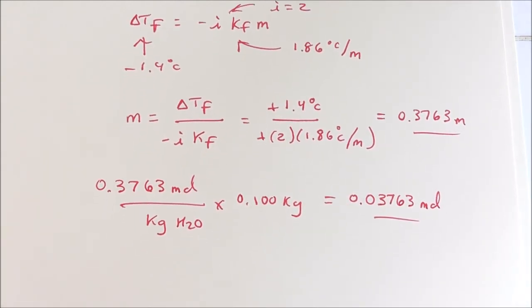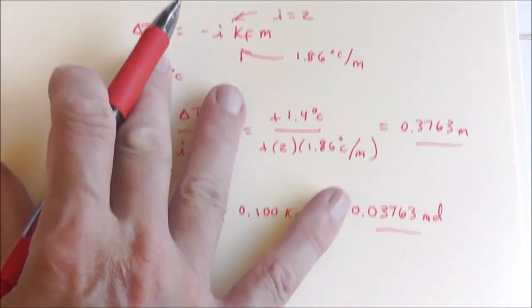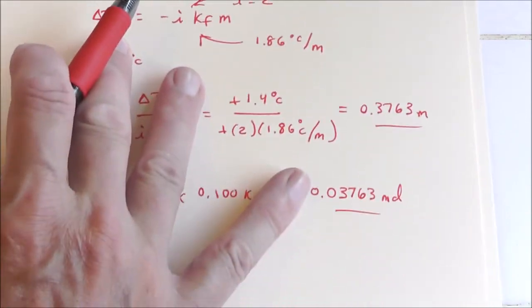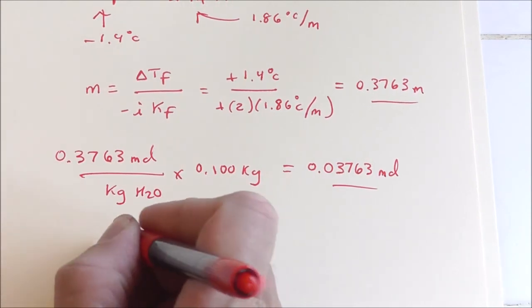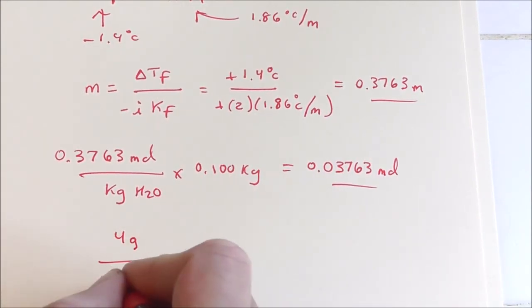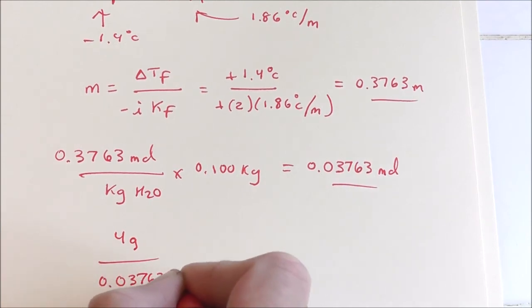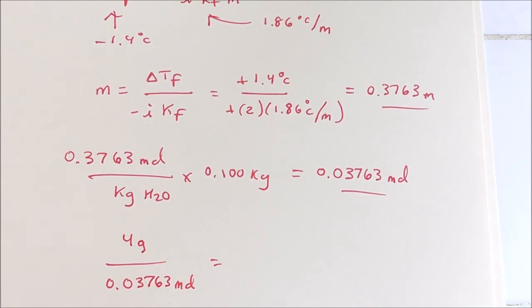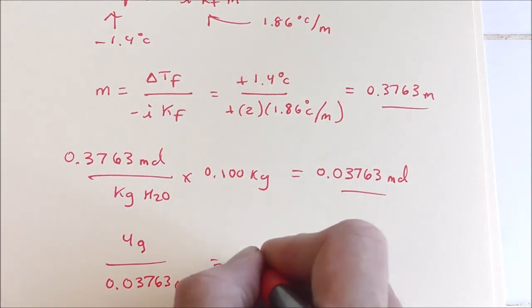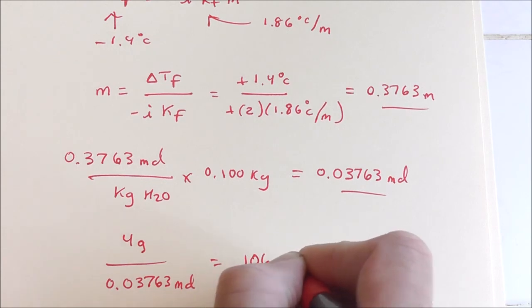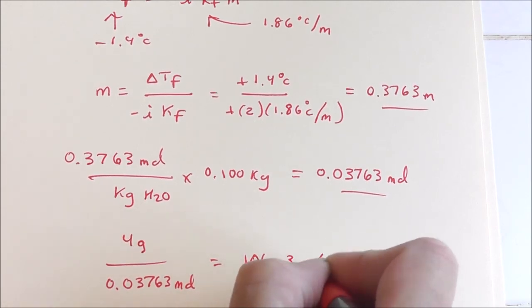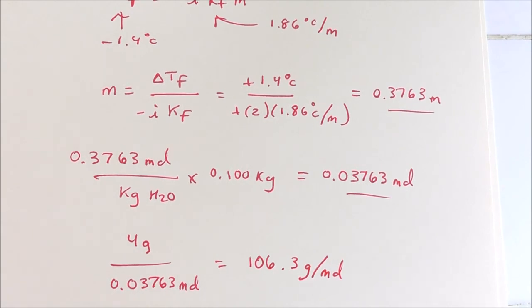Now we're getting to the end of the puzzle. I had 4 grams of it. That was given. And there's that lonely number of grams that were dissolved. So 4 grams divided by 0.03763 moles. Let's see what that is. Whoopsie, I hit the wrong button. 4 divided by 0.03763 is 106.3 grams per mole. Oh boy.